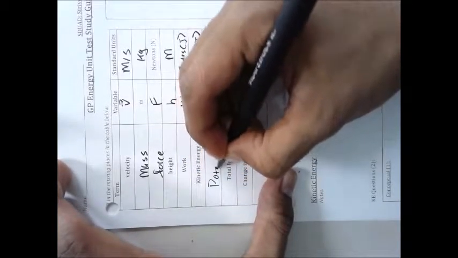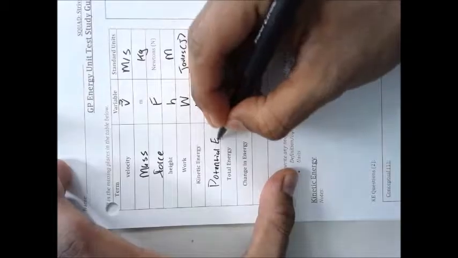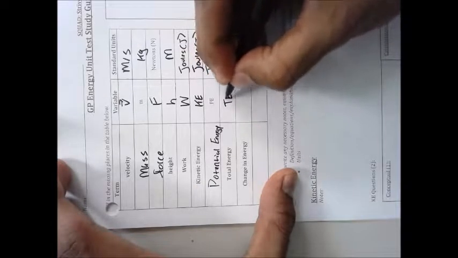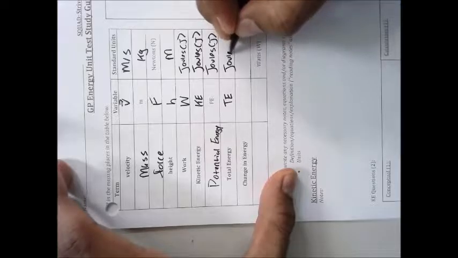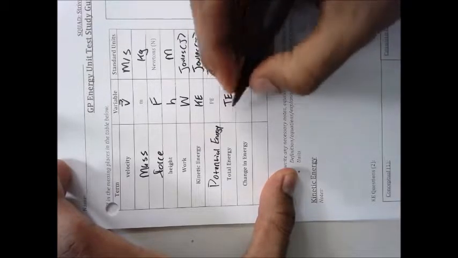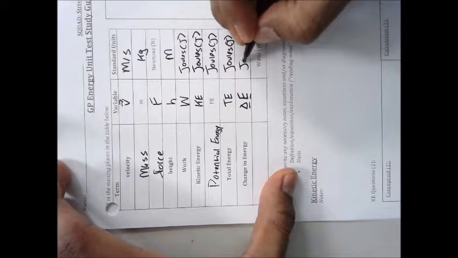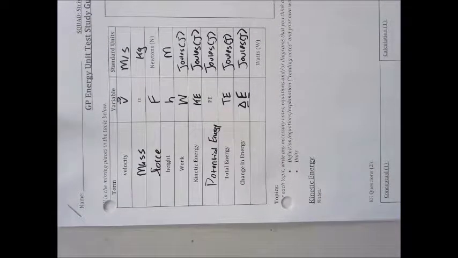Kinetic energy is KE. Standard units are the same as work. Joules are J. And PE must be potential energy. Units are also joules, J once again. Total energy is TE. Units are joules. Would you look at that? There's a lot of joules. Change in energy. This one was giving some people some issues. Delta E. Also joules.